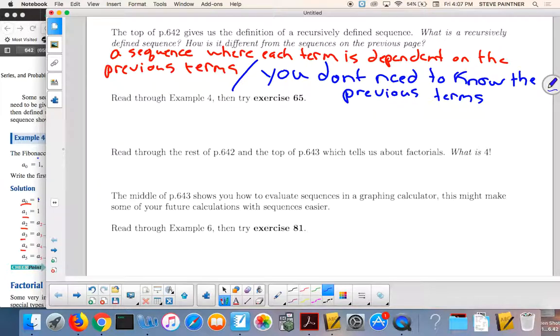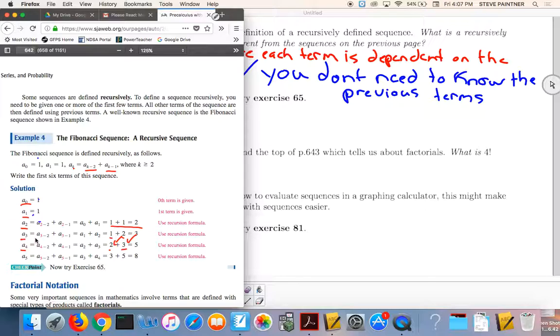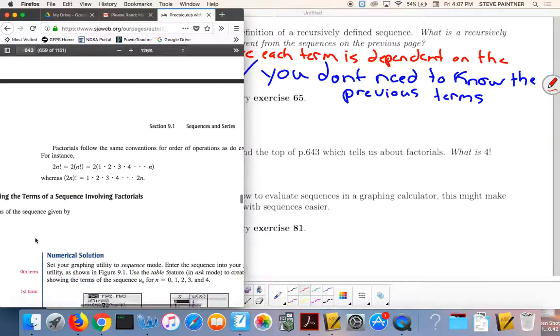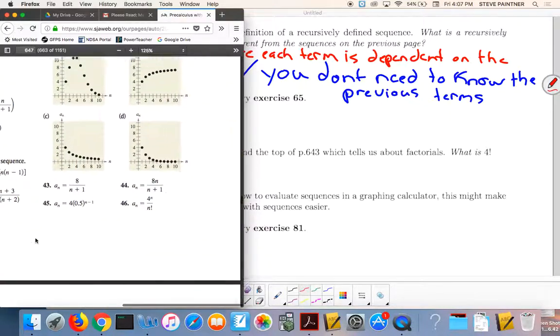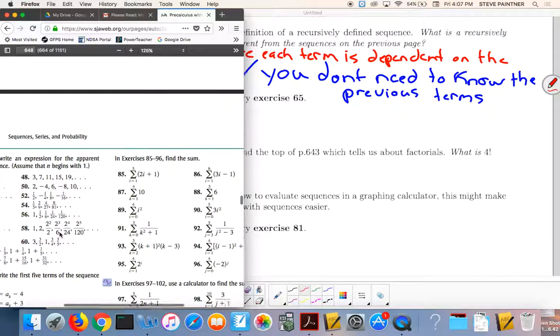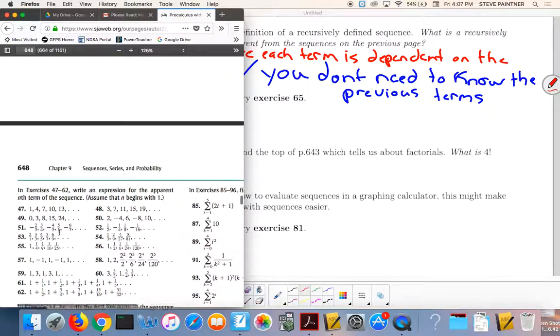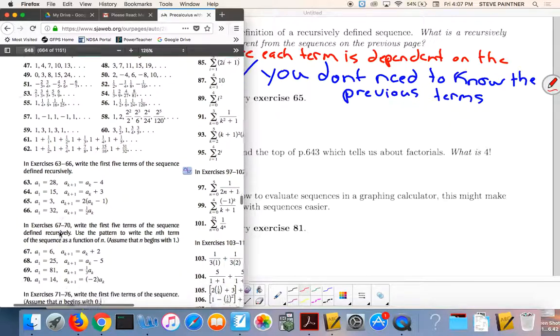Okay, it wants us to read through example 4, then try exercise 65. Example 4 was just the Fibonacci sequence one we looked at a minute ago. So I am just going to go straight to exercise 65. I do need to erase all this stuff here. Oh gosh, what just happened? Okay, here we go.